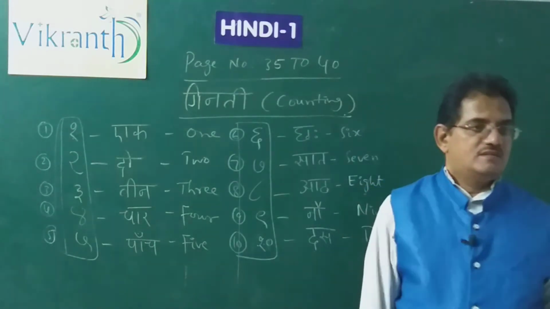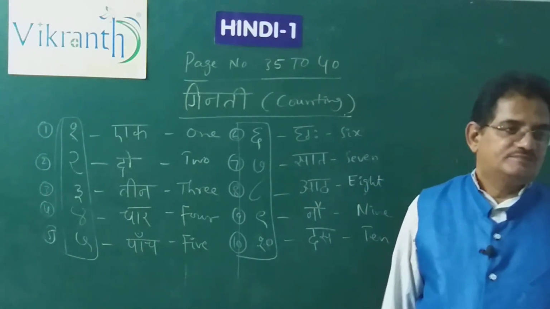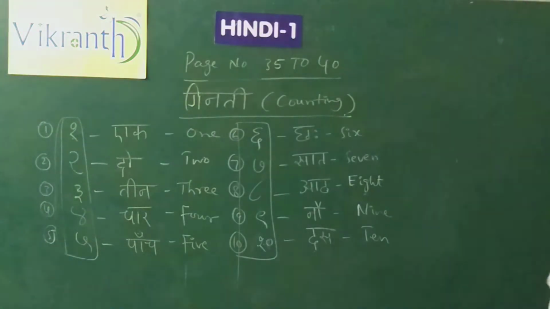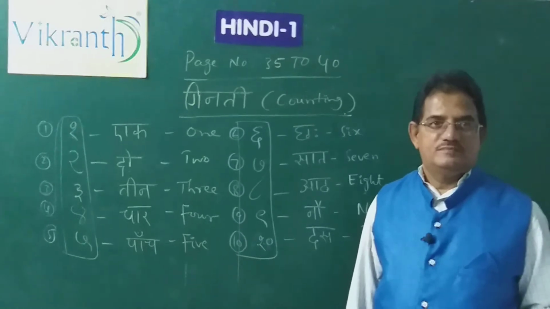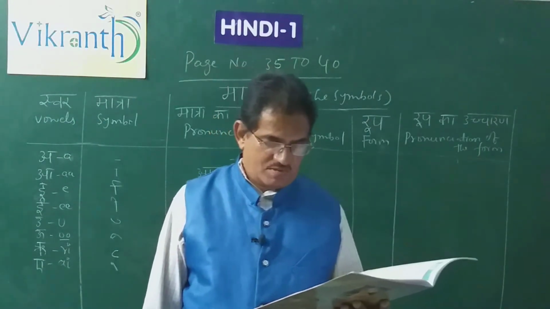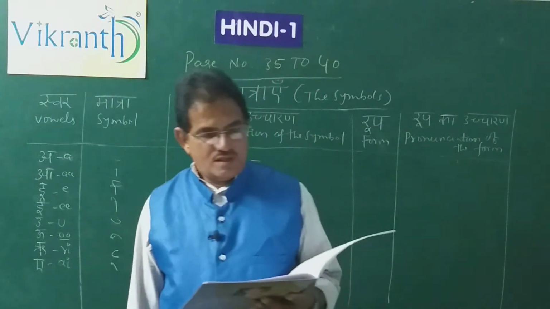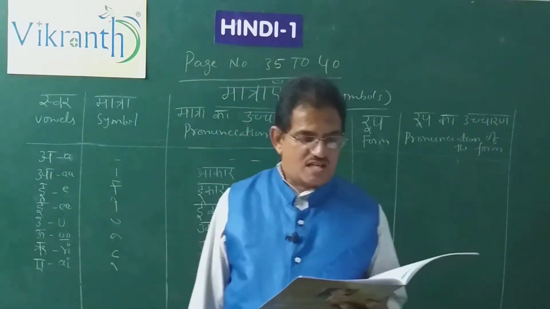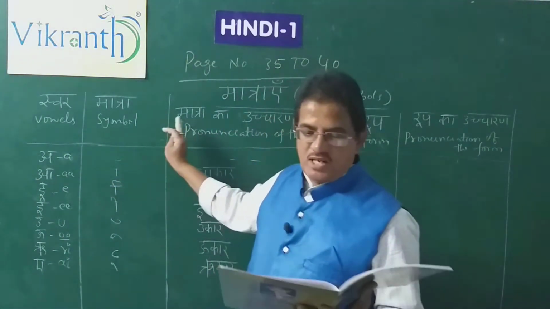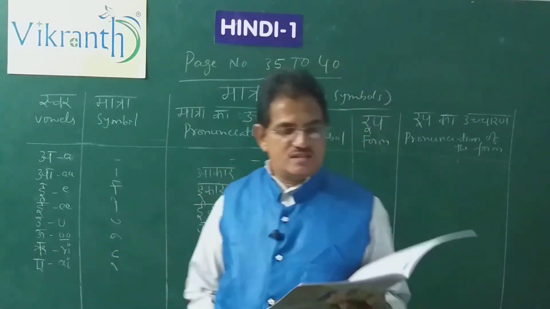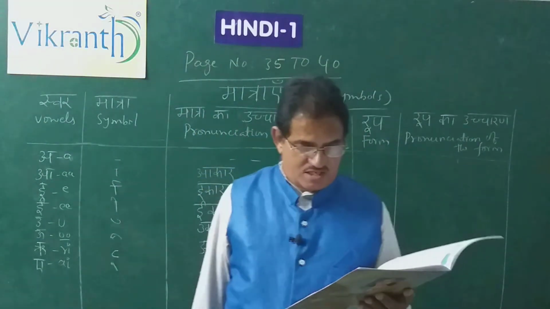Okay, children? Look at these. Look at page number 37, children. Matraye, the symbols are given there. Swar, matra, pronunciation of the symbol, all these are given there in that page, page number 37.